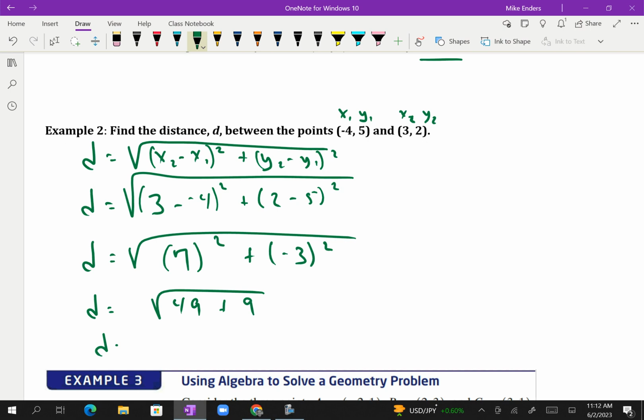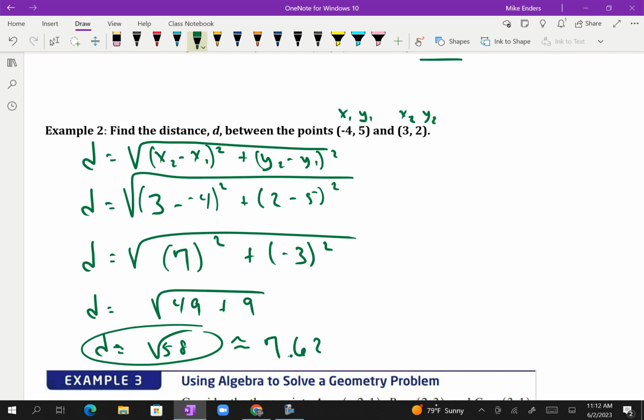We'll come to that in just a moment here. And then the square root of 49 plus 9 is the square root of 58. And that is our answer as far as what is the distance between those 2 points. And if we plug that into a calculator, we're going to get approximately 7.62, if you want to go ahead and check that out.